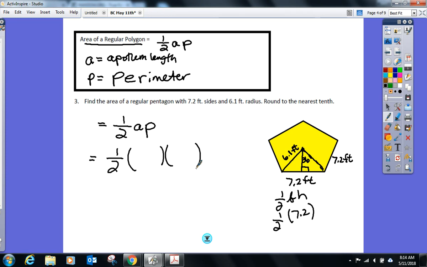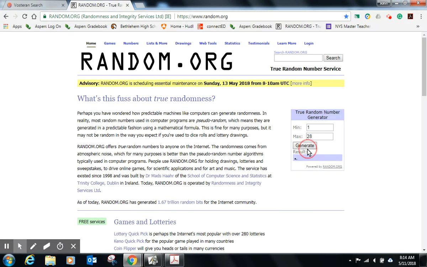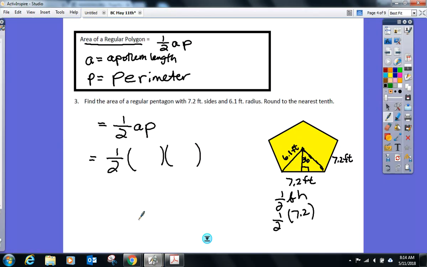Perimeter for me, real quick. We can at least find the perimeter right now. Find the perimeter. 36. How'd you get it, just in case people don't know? 7.2. It's regular, which means all sides are 7.2. Now the apothem length.